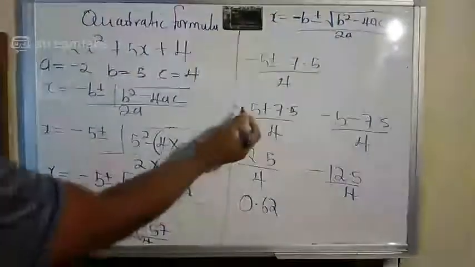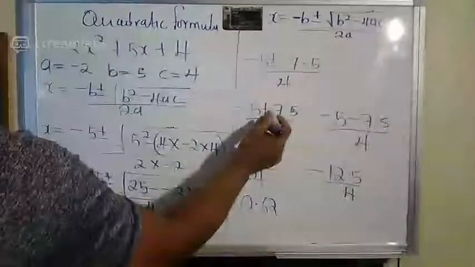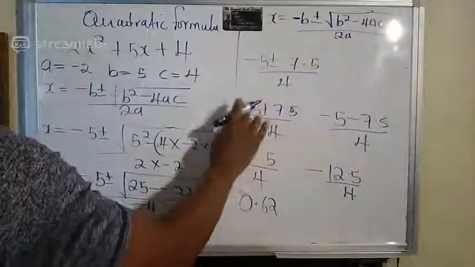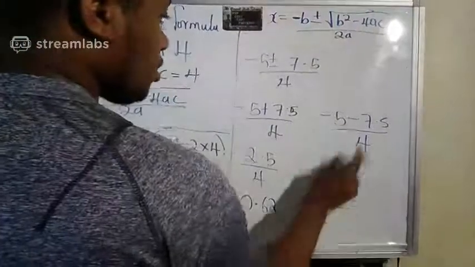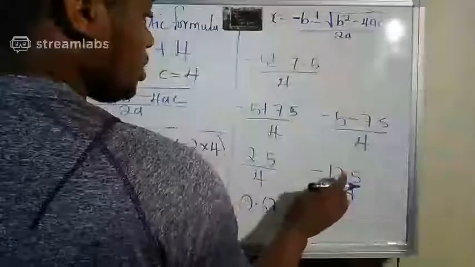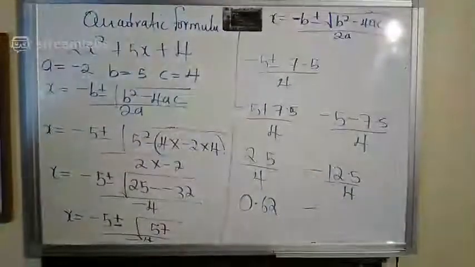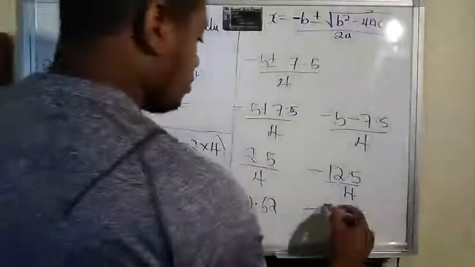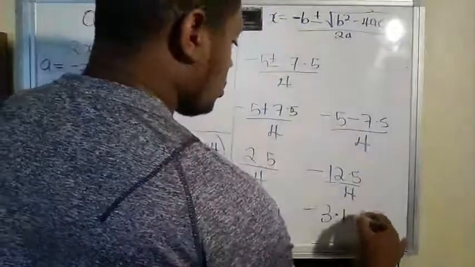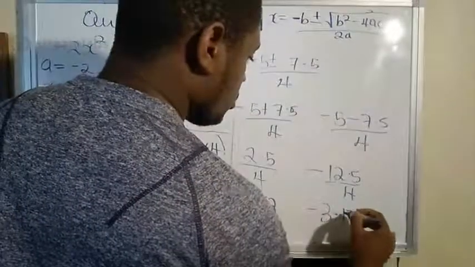Remember I said this is a positive 5, right? Negative 5. And then this is a plus 7, so the plus is bigger. But this one would have been negative, because both of them are negative, so when you add them, this is our negative 3.12.